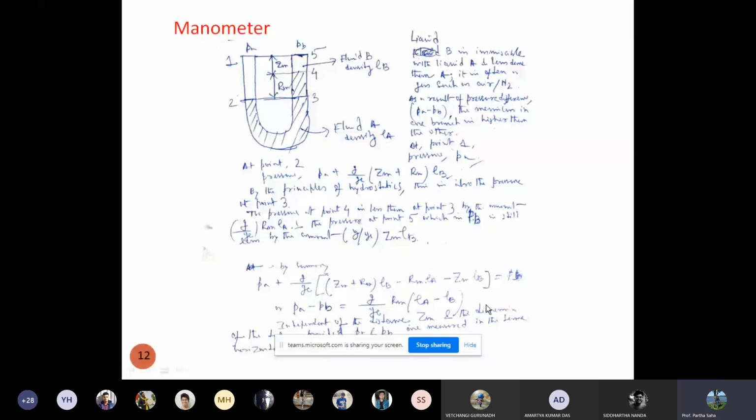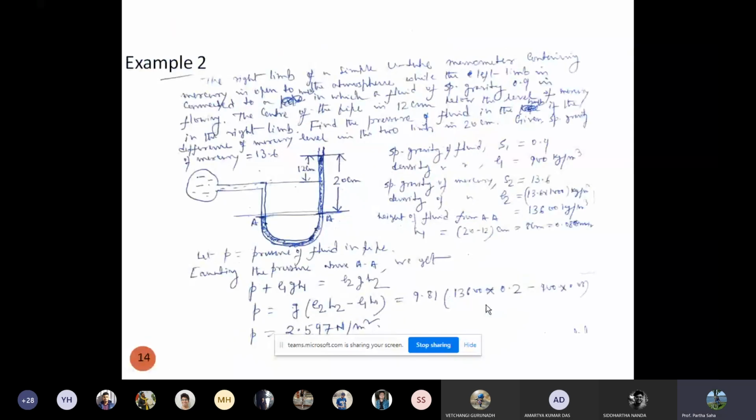Some real life examples are given. I took it from my class notes, so let us solve it. You can easily look into it, but let me explain it to you. The right limb of a simple U-tube manometer containing mercury is open to atmosphere, this side, okay? And the left limb is connected to a bulb, in which a fluid of specific gravity 0.9 is flowing, okay?